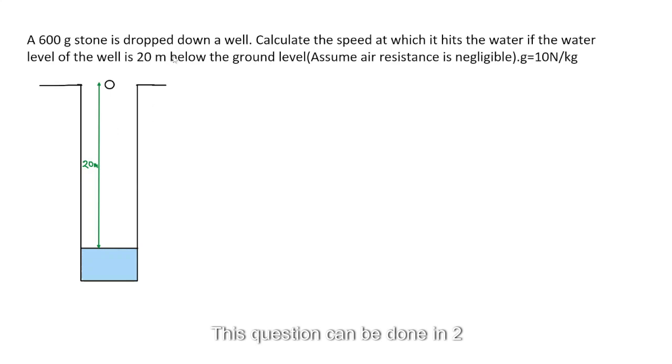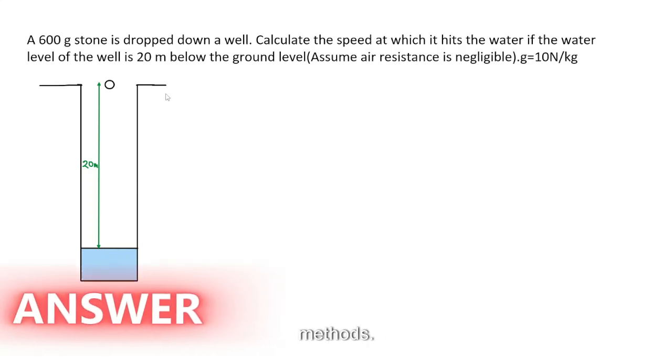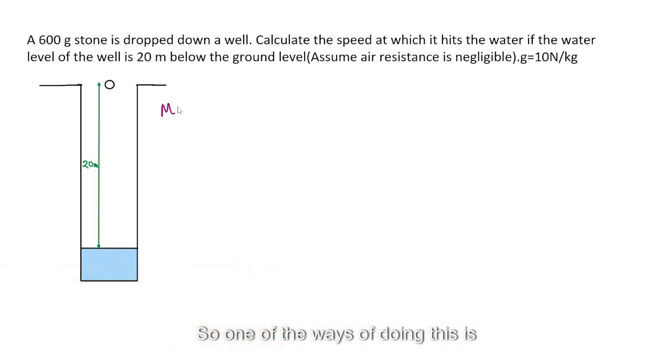This question can be done in two methods. So one of the ways of doing this is using the energy approach. So let me do it that way first. A 600-gram stone is dropped down a well. We know the mass as 0.6 kilograms.